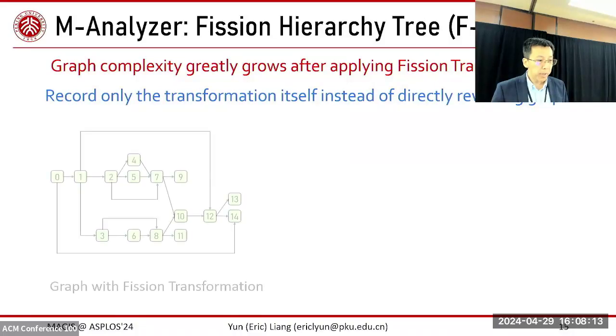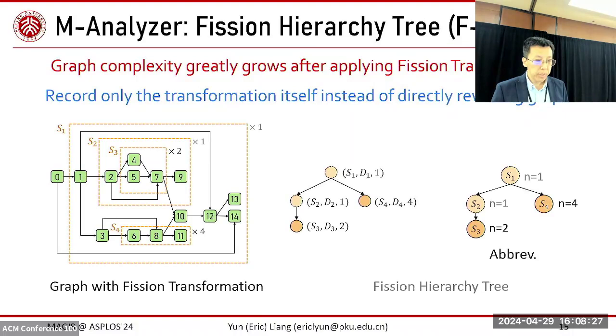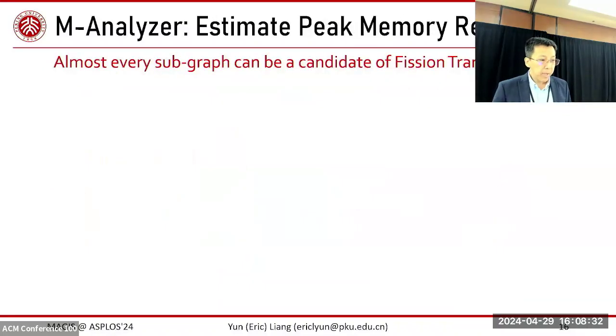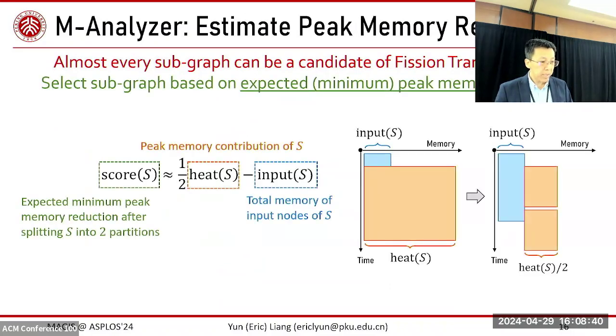So we propose a data structure to record only the transformation itself without directly rewriting the graph. For example, in this case, we have 4 subgraphs S1 to S4. Instead of rewriting the graph, we use this data structure called the Fission hierarchy tree to record the transformations. Ideally, every subgraph can be a candidate for this Fission transformation. We propose a performance metric called score to estimate the minimal peak memory reduction after splitting into 2 parts. Here, the heat S represents the peak memory contribution, and the input S is the total memory of the input.